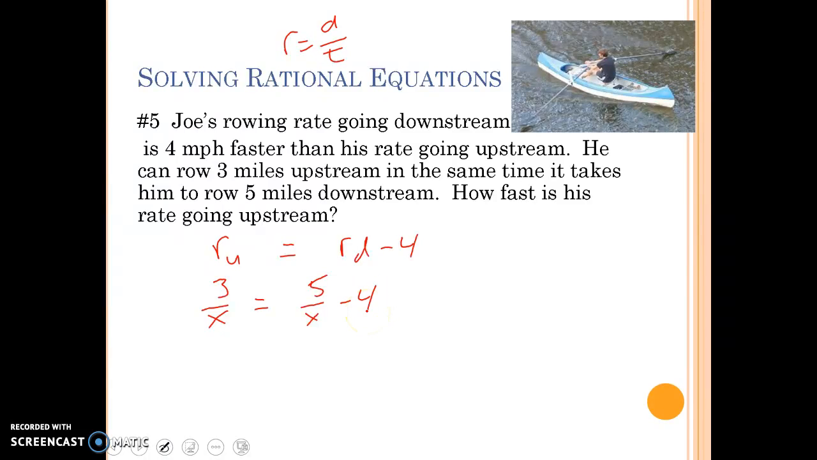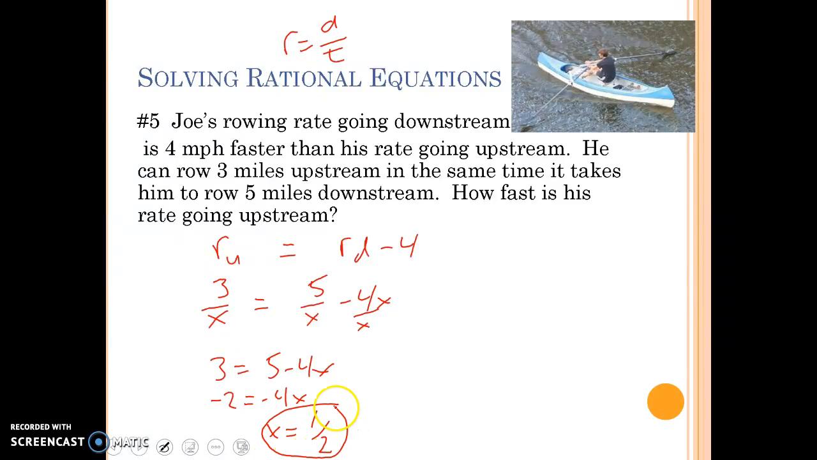This one's a little easier to solve because I need a common denominator, which is going to be x. If I put an x down here, I'd need to put an x in the numerator. And so then I can get rid of the x's in the denominator, and it would just be 3 equals 5 minus 4x. If I subtract 5 from both sides, I'll have negative 2 equals negative 4x, which means x is equal to a half.